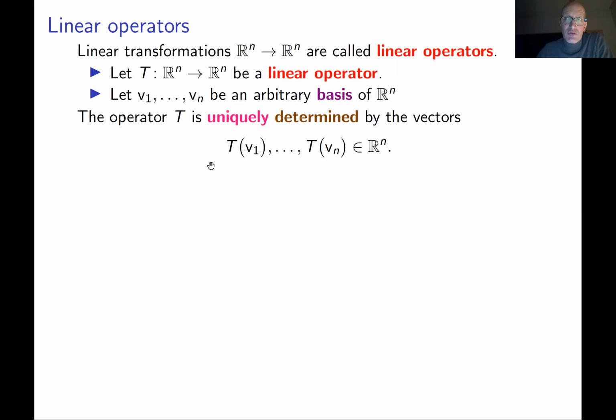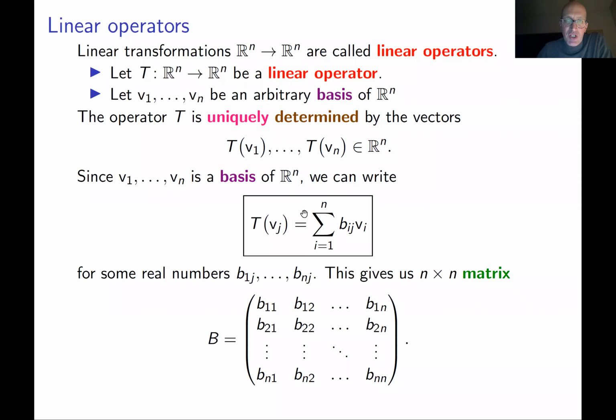So what we can do now is take each of these n important vectors and decompose them as a linear combination of vectors V1, ..., Vn, because V1, ..., Vn is a basis of Rn, so in particular they span Rn. We do this for each of these vectors, and we get a lot of expressions like this. Say T of Vj is this sum, where Bij are some numbers. Altogether, this gives me n squared numbers.